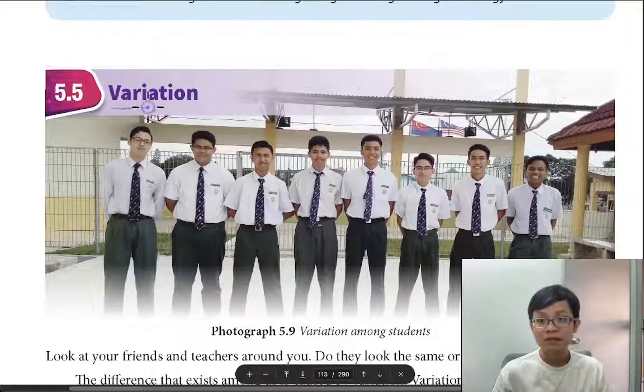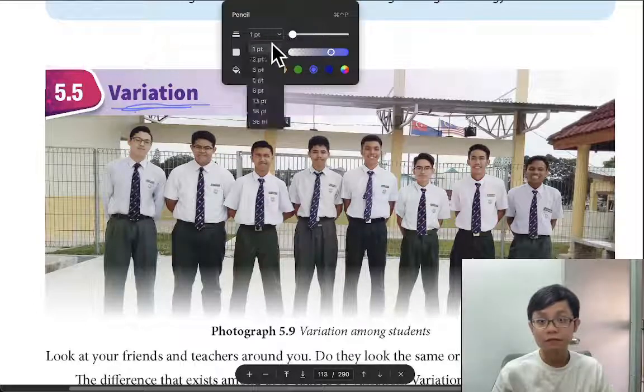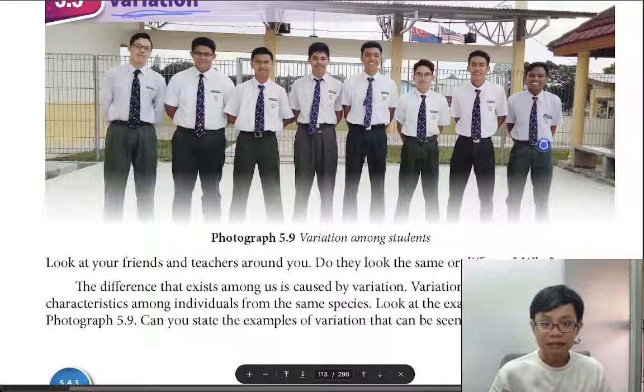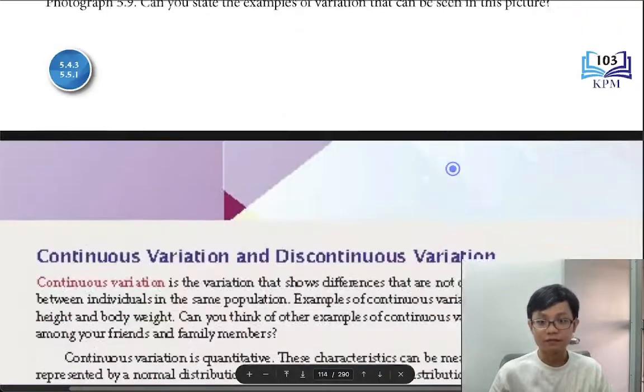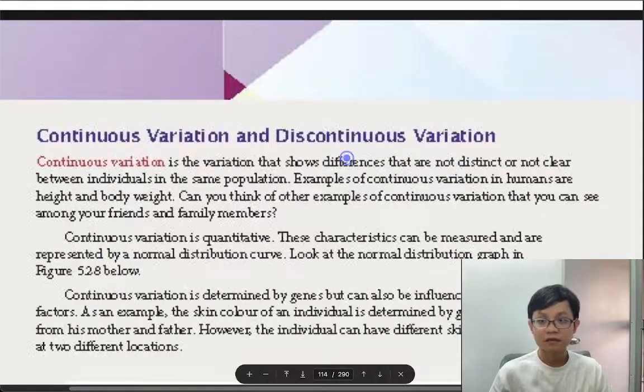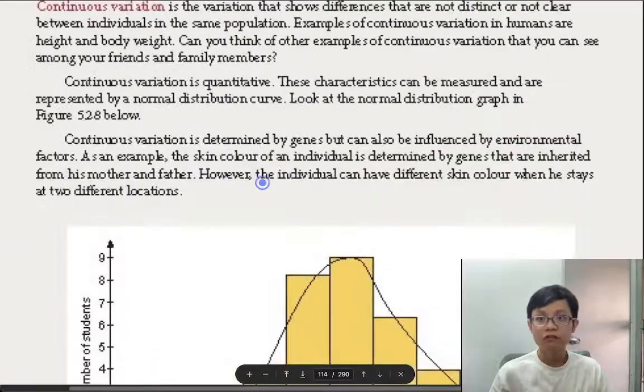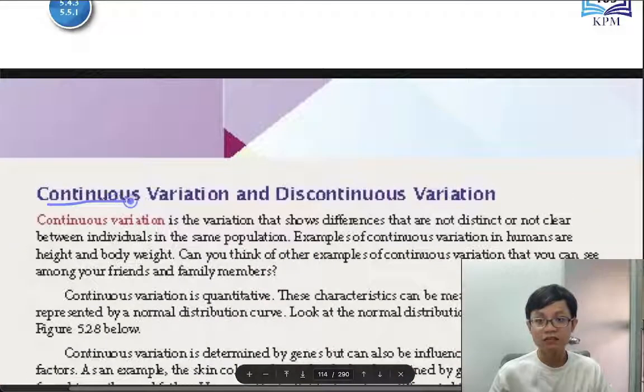Okay, so this is called variation. We have a lot of variation. So why does this variation happen? Okay, before that, let's learn about continuous variation and discontinuous variation.